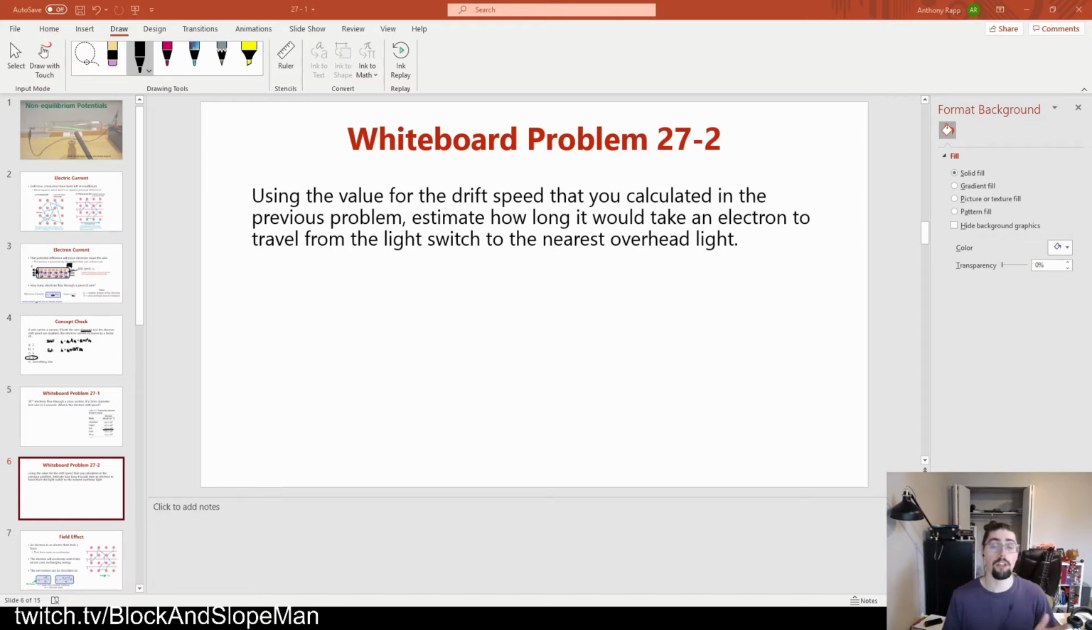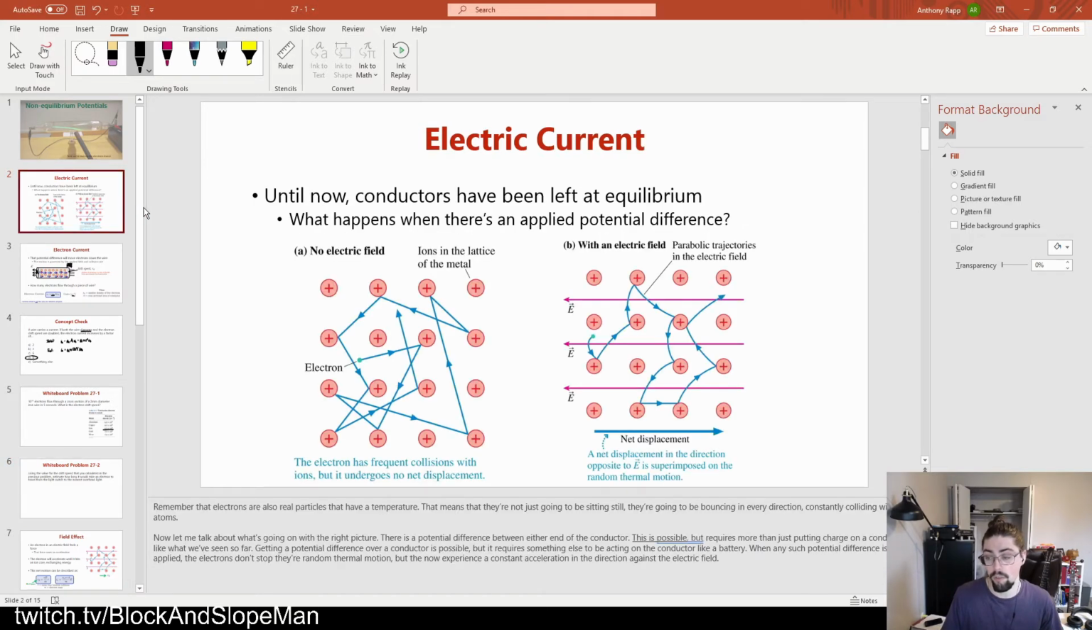Because remember, we could get extremely lucky. What if the electron takes the fast track and manages to go back and forth and just bounce in between the individual ones? Very unlikely, but technically possible. But let's go with the more likely scenario, the average speed, that drift velocity.